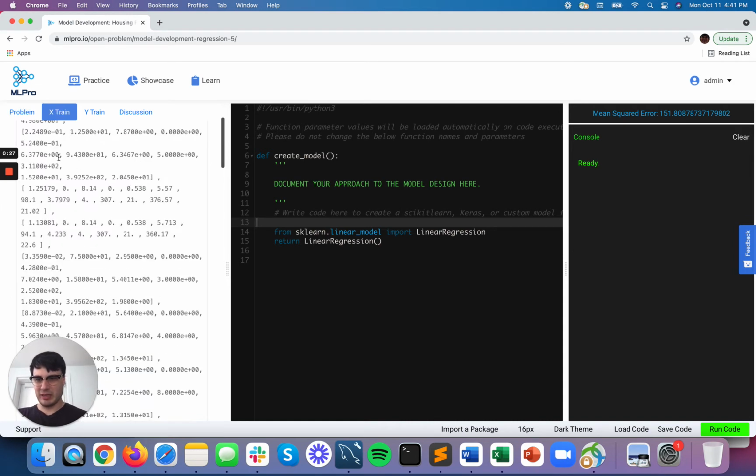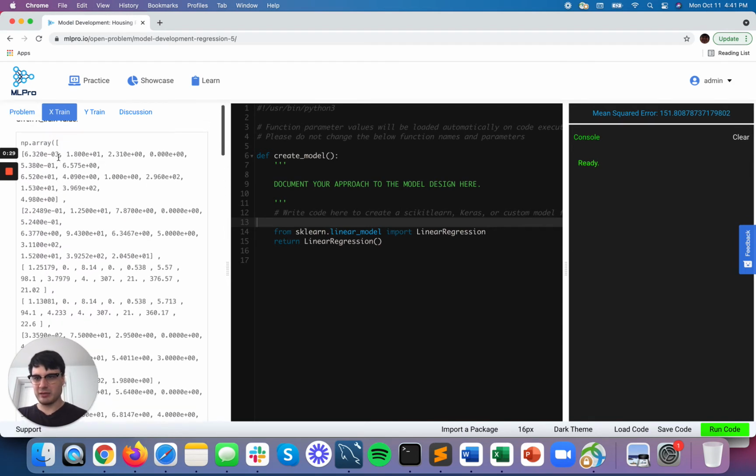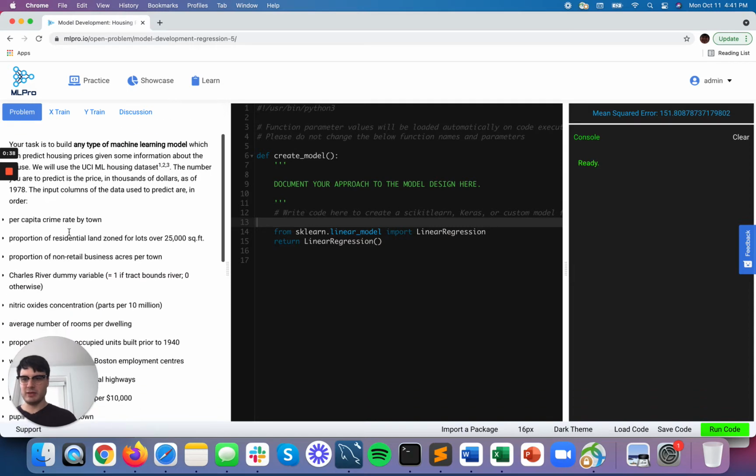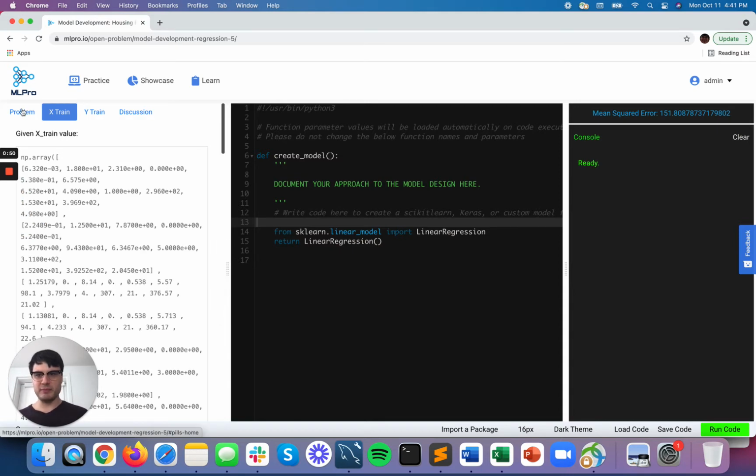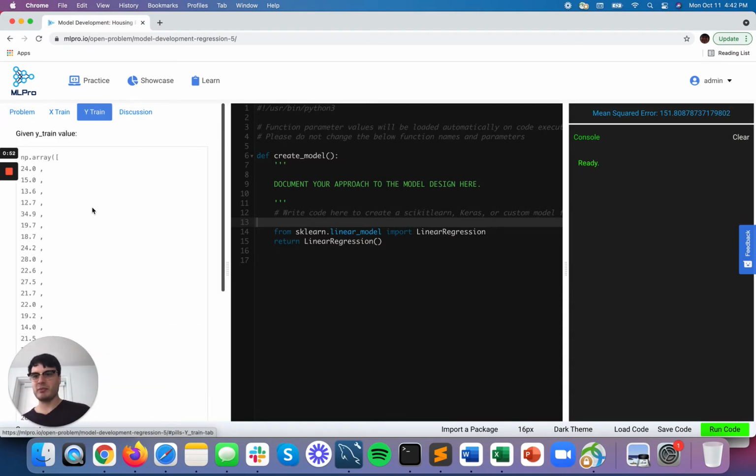We could see the data here. It's a NumPy array where each row of the NumPy array is a different house, and each column represents one of these values, attributes of a house. And we're trying to predict the cost of the house in the 1970s in thousands of dollars. So that is our Y-train variable. So this is a regression problem because we're trying to predict the price of the house.